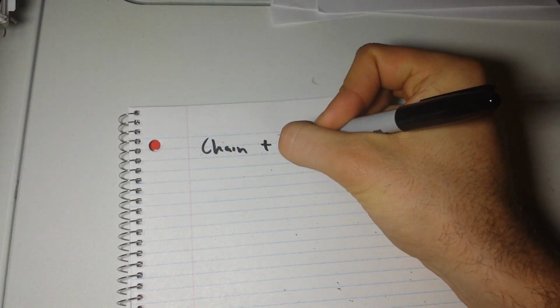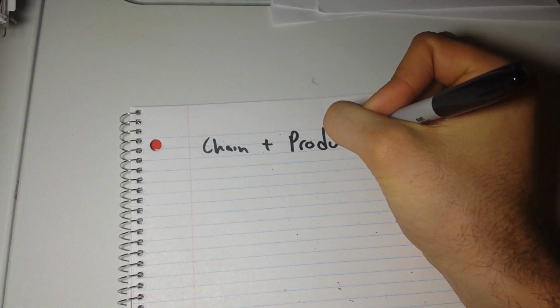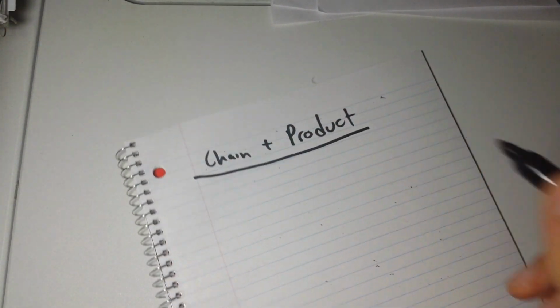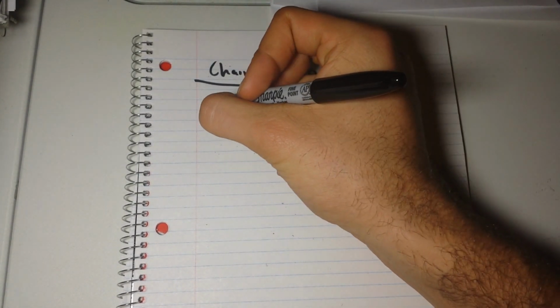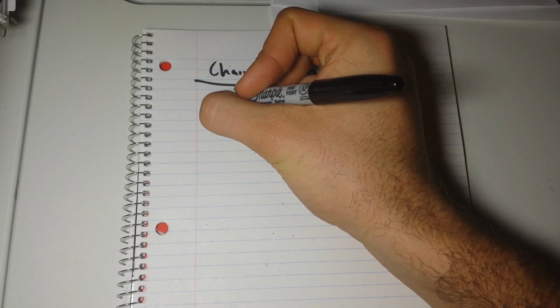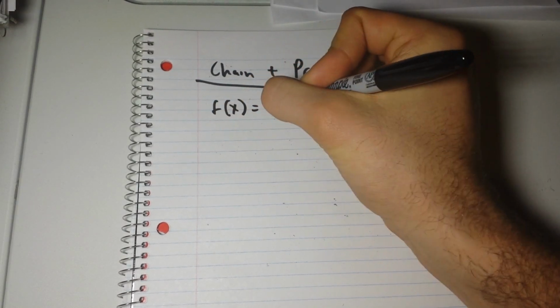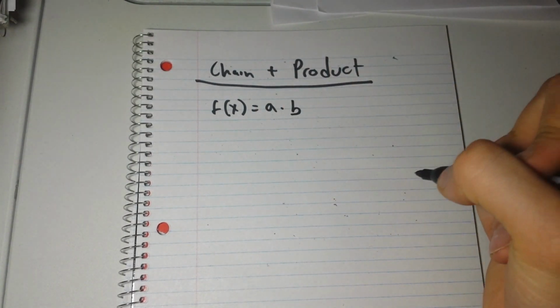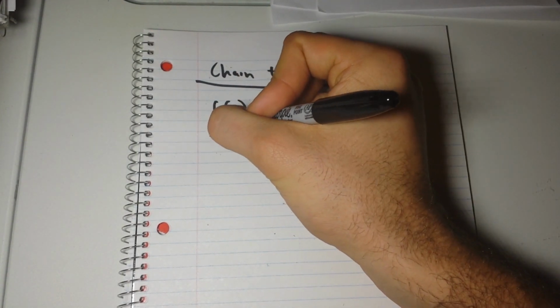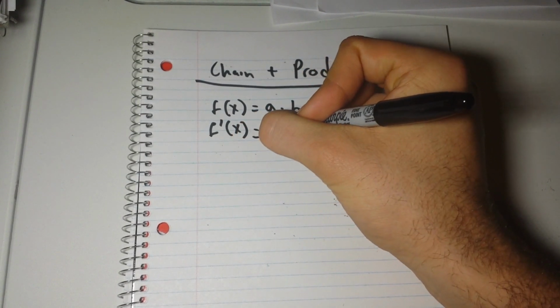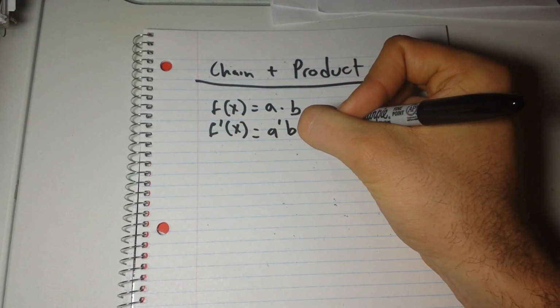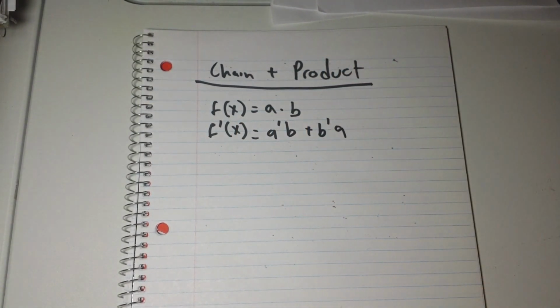Chain plus product. Wow, exciting, right? Okay, awesome. So let's do a quick review on product rule, just so our minds are fresh on that. So we know our f of x is equal to a times b, right? We know our derivative, f prime of x, will equal a prime b plus b prime a. Quite easy.